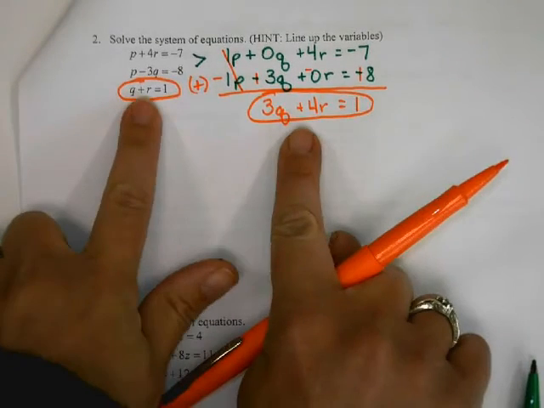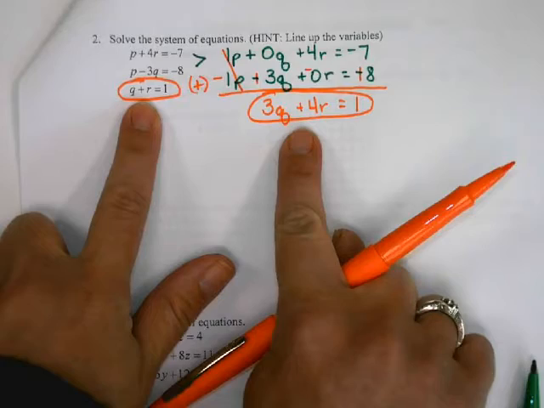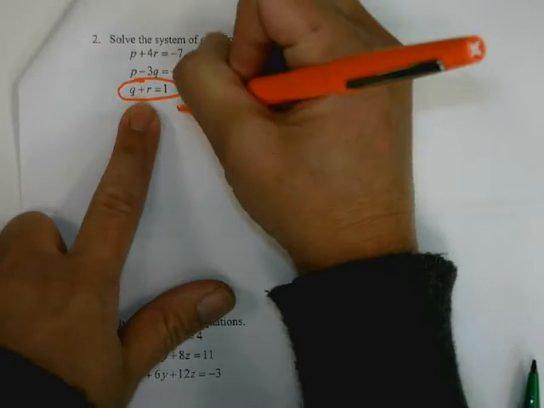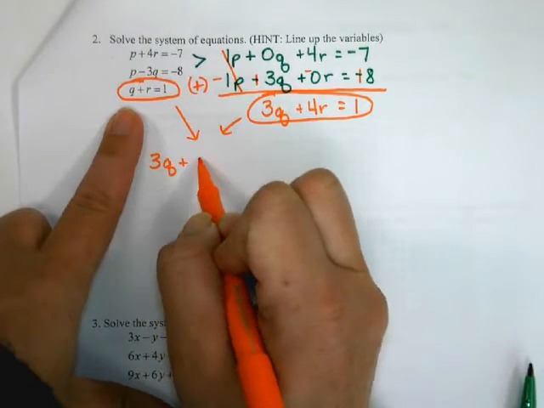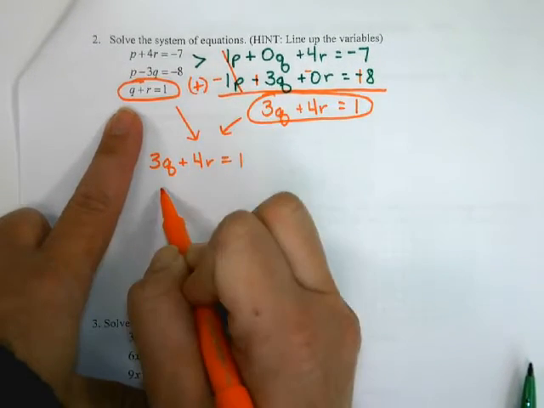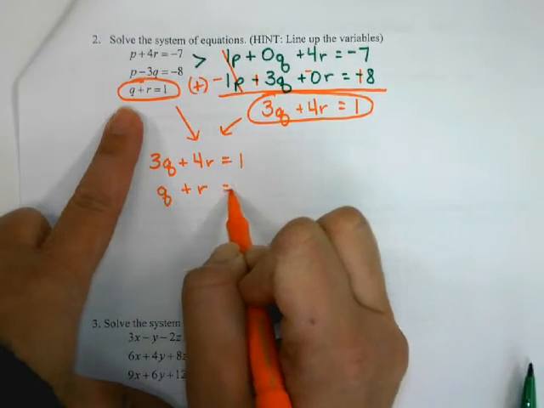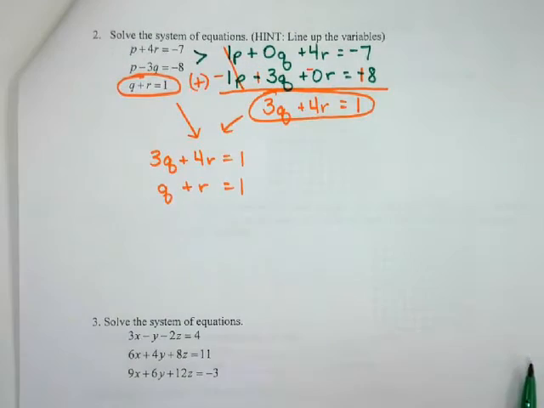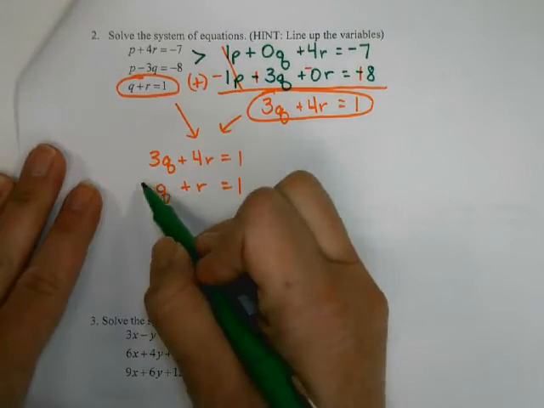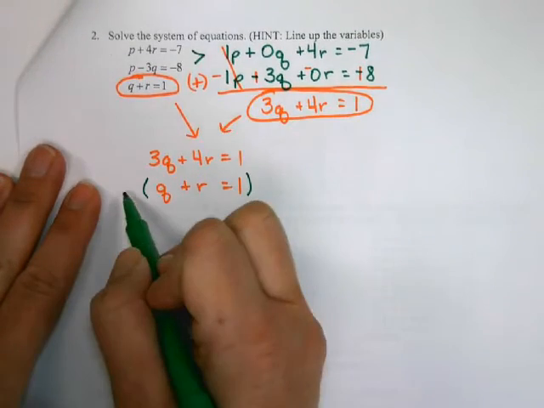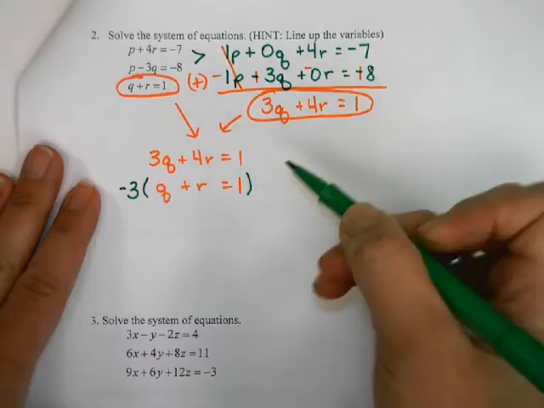All right, now I have these two equations, and I've got to work with these two. So I have 3Q plus 4R equals 1, and Q plus R equals 1. What do you want to do now? You want to do elimination, Shayna? What would you like to eliminate? Okay. If we get rid of Q, what would you like to multiply by? Awesome. Thank you, Shayna.